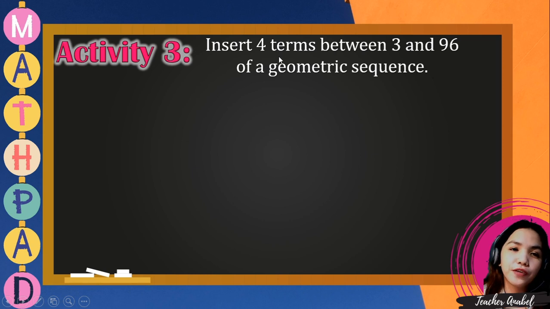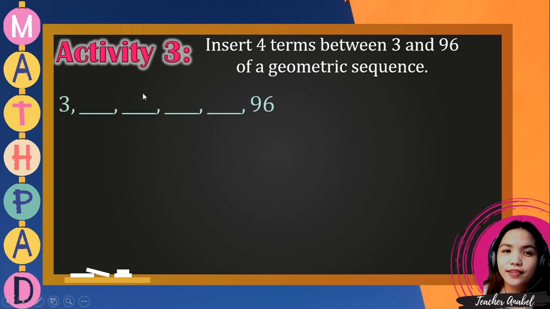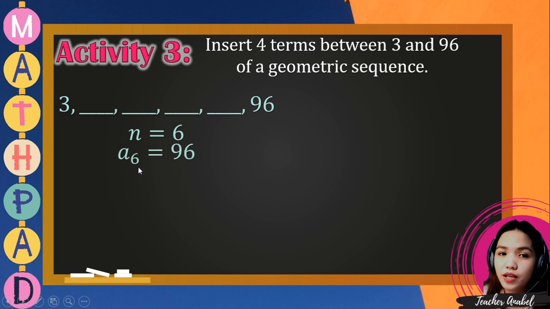Okay, now how about this example? We are going to insert 4 terms between 3 and 96. So our n, or the number of terms, is 6. We have 1, 2, 3, 4, 5, and 6. For a sub 6 or a sub n, we have 96. And the first term is 3.